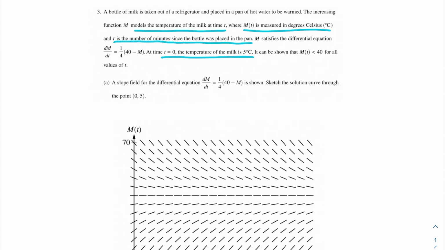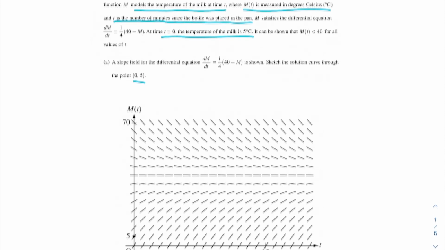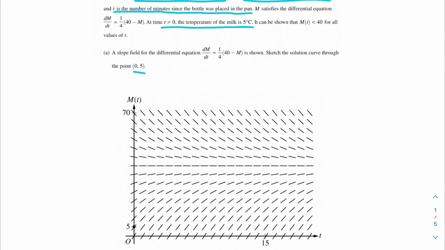Part A says, a slope field for the differential equation is shown. Sketch the solution curve through the point (0, 5). All right, cool. With these slope field problems, I think they're really only worth a point or two. So you want to make sure that you're sketching your solution curve through that point. So make sure that you start there.